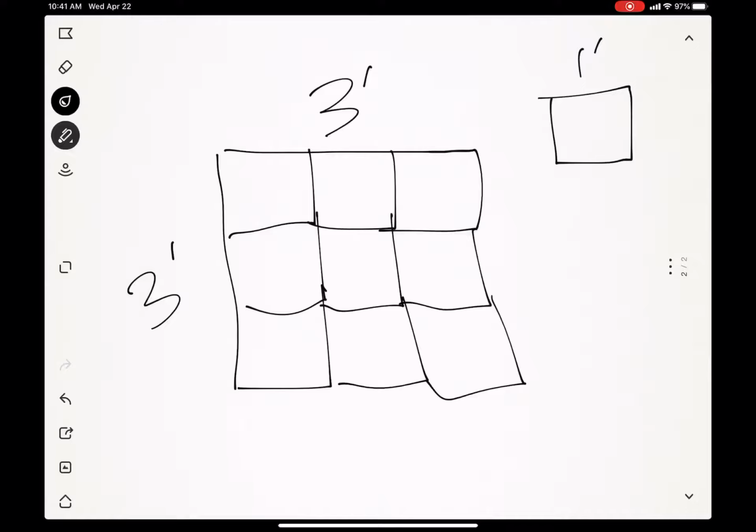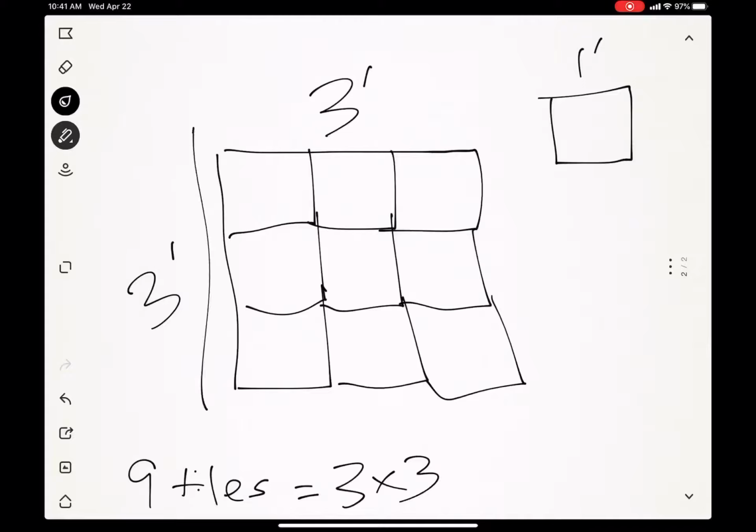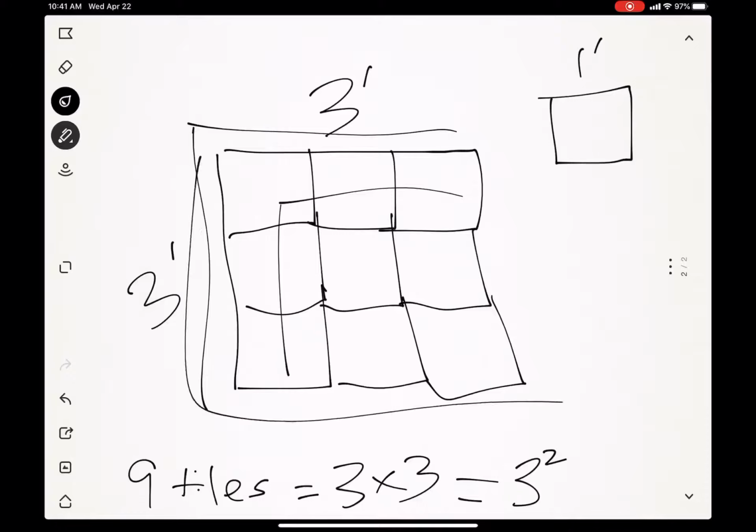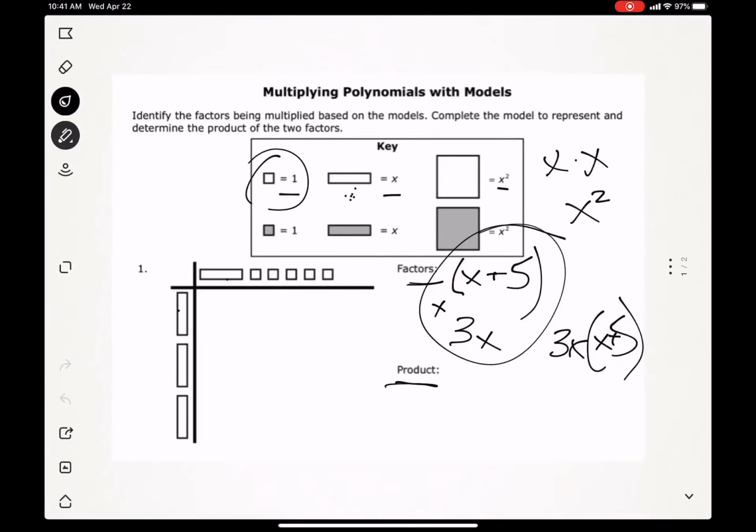and then just count them up. And that would be 9 tiles, okay? But how do we get that? 3 times 3. And 3 by 3 is the same as 3 squared, right? And that's where we get that term, squared, 3 squared. And then we know again that that all equals 9. So going back, if I have 1x times another x, I'm going to get a square.